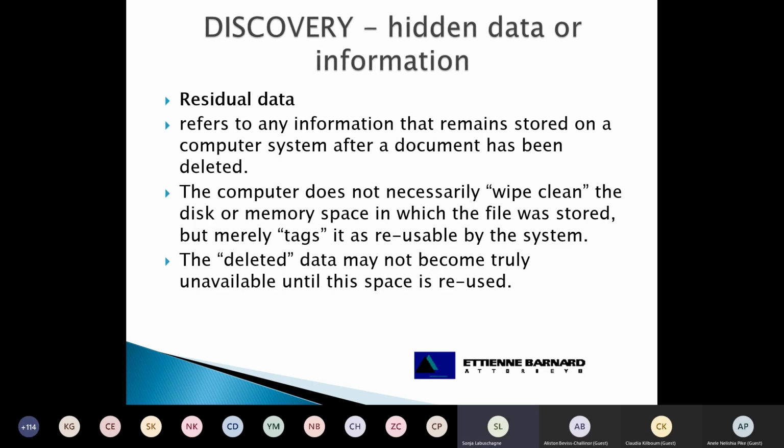Residual data. This is the information that remains stored on a computer after the document has been deleted. Now, if you think that deleting a document gets rid of it and it's not on the computer anymore, I've got bad news for you. You need to wipe it clean, and you need to have specific programs to do it. Computers aren't logical.